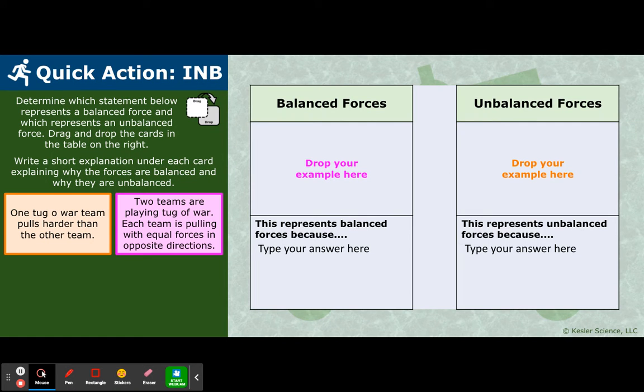You're going to drag and drop the examples of balanced forces and unbalanced forces. Which one is balanced and which one is not? One tug-of-war team pulls harder than the other. Two teams are playing tug-of-war, each team pulling with equal forces in opposite directions.